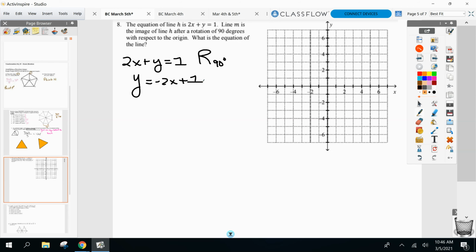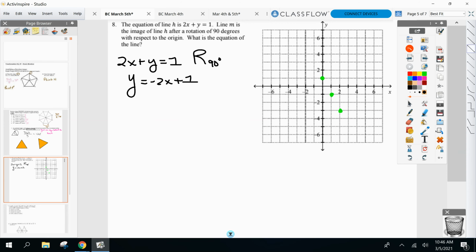What's up, Sean? Would 90 degrees just be a negative reciprocal? We're getting there. Yep, we are. You're absolutely correct. Let me throw this line up here right now. Here's 1 on the y-intercept. The slope is -2, so I'm going to go down 2 over 1, down 2 over 1. So here is the line we are trying to rotate.